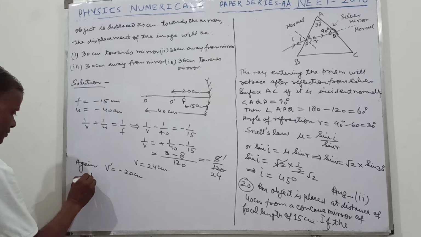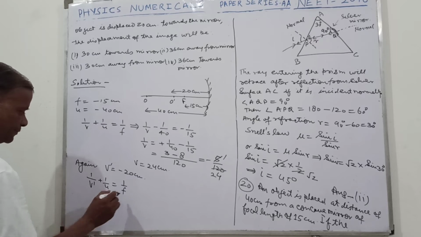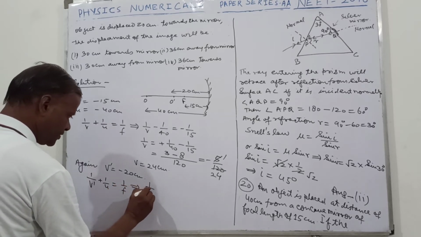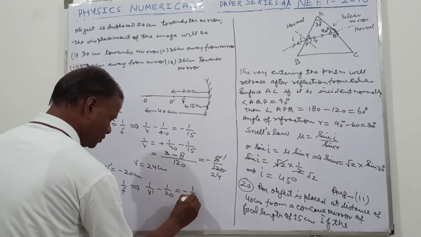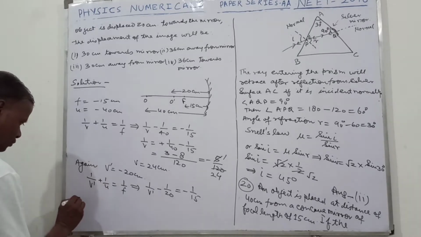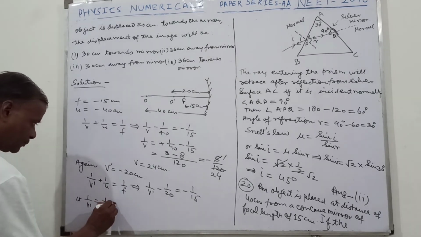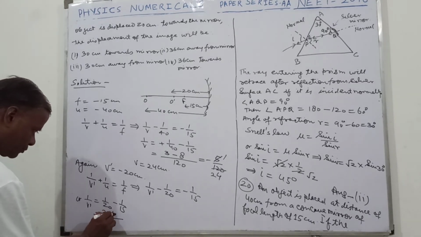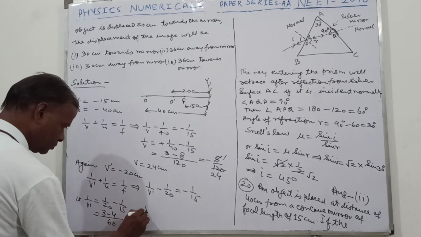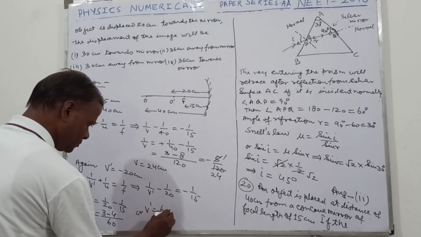Then again we have 1 upon v dash plus 1 upon u equal to 1 upon f. Now 1 upon v dash we have to find, is 1 upon f minus 1 upon u. This is your 1 upon 20 minus 1 upon 15. Now you can take the LCM. This is now 60. So this is now 3 minus 4, or v dash equal to your 60 centimeters.